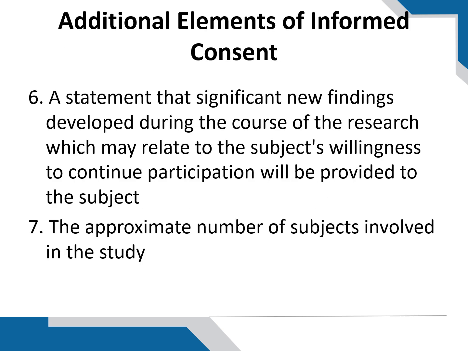Number 6 is a statement that significant new findings developed during the course of the research, which may relate to the subject's willingness to continue participation, will be provided to the subject. So if there has been, for instance, an interim analysis, and things have been discovered in the research that may affect the participant's decision to continue or not. Maybe a side effect that was not anticipated has started to appear, or which arm of the drug is better. Some sort of analysis has really shown it, and the participant might change their willingness to continue with the study. Any kind of new findings that developed should be disclosed to the participants to continue with their decision or not. And number 7 is the approximate number of subjects involved in the study.